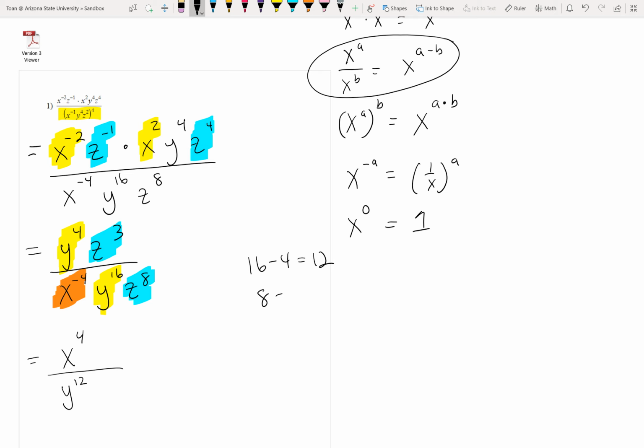Same thing with the z's. For the z's, I'm going to do 8 minus 3, which is 5, and I'm going to put my answer of z to the 5 in the denominator because that's where the bigger exponent was. So that is the simplified form.